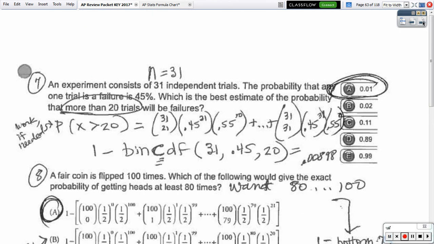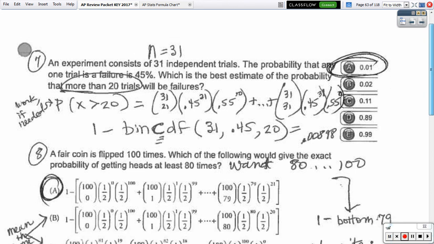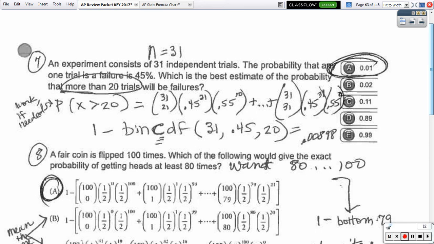All right, moving on to this one. Here we wanted to estimate the probability more than 20. Now, here's the thing that people were wondering about. We wanted to know which is the best estimate that the probability that more than 20 are failures. So, essentially, what I'm doing is think of a failure.